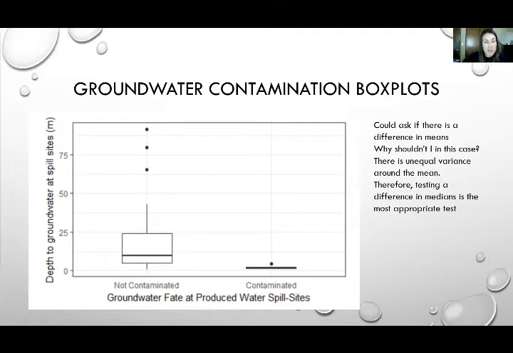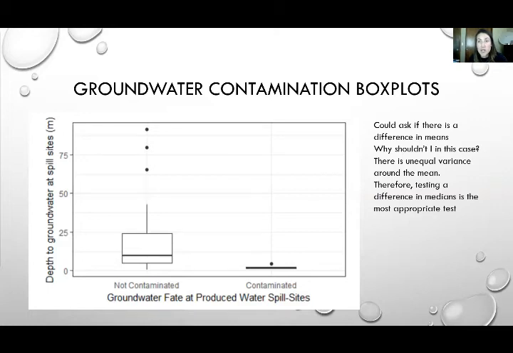And so what you can notice off the bat is you see that areas that had produced water spills but did not result in groundwater contamination had a higher median depth to groundwater at these sites. And the sites that did have groundwater contamination almost always had really shallow groundwater. So they had lower depths to groundwater at spill sites. And you can see those dots, those represent outliers.